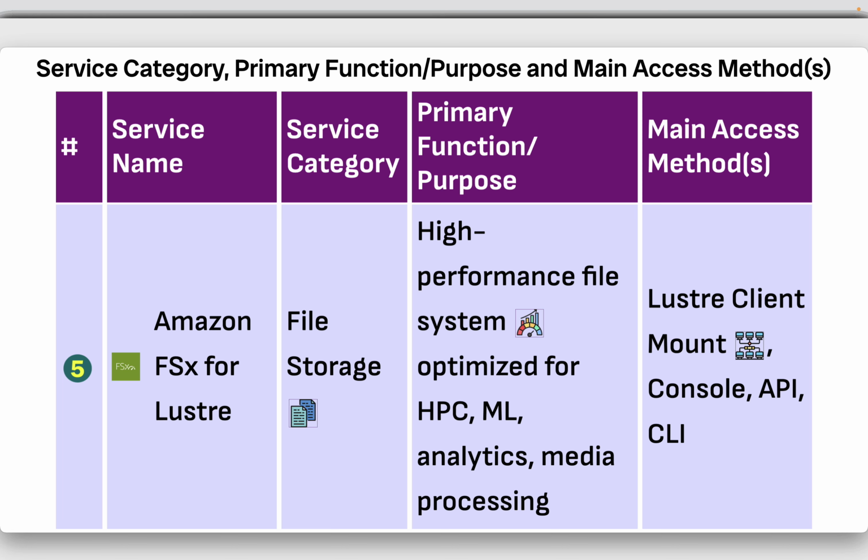Next, we have Amazon FSx for Lustre. Category is file storage. Function is high performance file system optimized for high performance computing, HPC, machine learning, analytics and media processing. Access type is you use Lustre client mount and you can access it via console, API and CLI also.